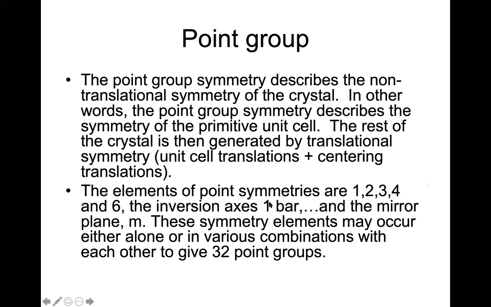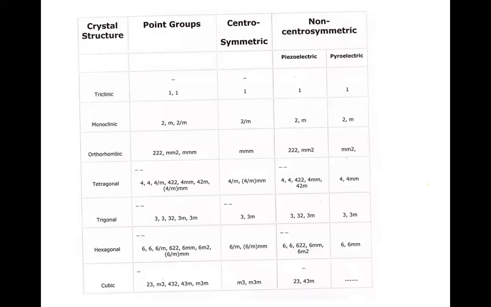The elements of point symmetries are 1, 2, 3, 4, and 6, the inversion axis, 1 bar, and the mirror plane, m. These symmetry elements may occur either alone or in various combinations with each other to give 32 point groups. So it's very important: 7 crystal systems, 14 Bravais lattices, 32 point groups. Now, what are the 32 point groups?